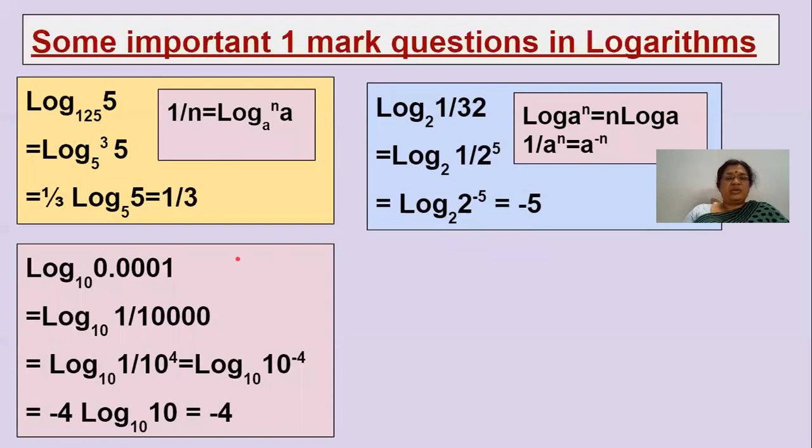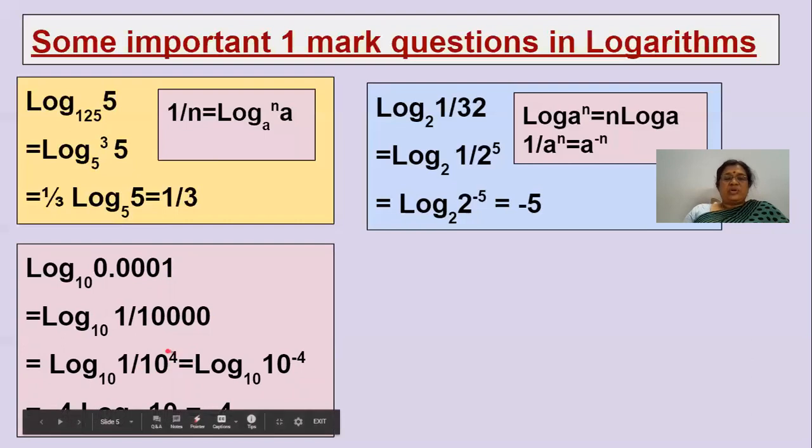See, one more problem here. Log 0.001. So after the point, how many digits are there? 1, 2, 3, 4 digits are there. So when you write this decimal form in a fraction form like this, you have to take the point as 1 and you have to put zeros. How many zeros? 4 zeros like this. So you will get 10,000 in the denominator. So 10,000 can be written as 10 to the power of 4. When you bring this one to the numerator, you will get 10 to the power of minus 4.